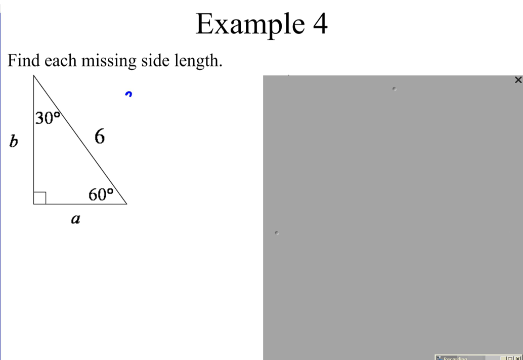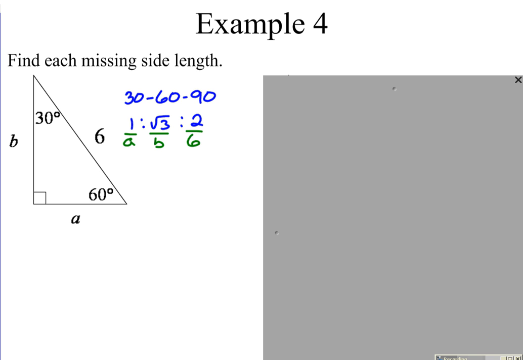So here we have a 30, 60, 90 triangle. Ratio of sides is 1 to root 3 to 2. Fill in what we're given here in this triangle. What's across from the 30-degree angle? A. What's across from the 60-degree angle? B. What's across from the 90-degree angle? 6.